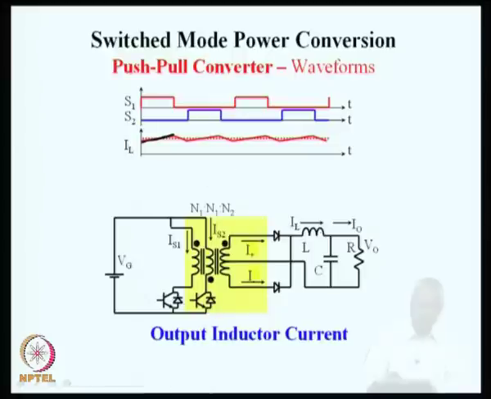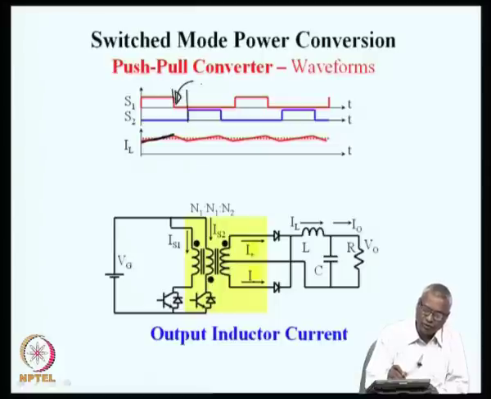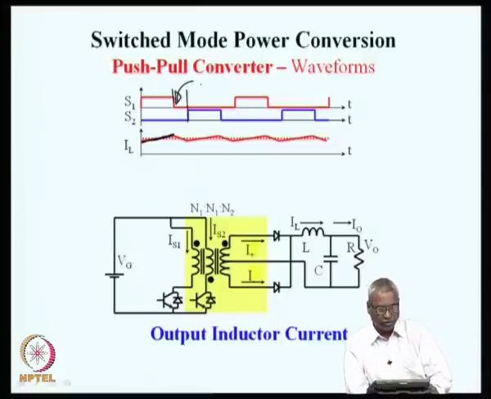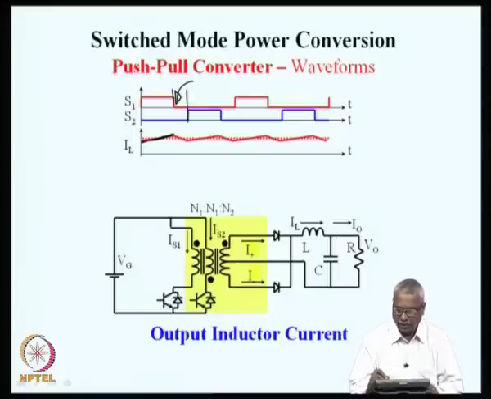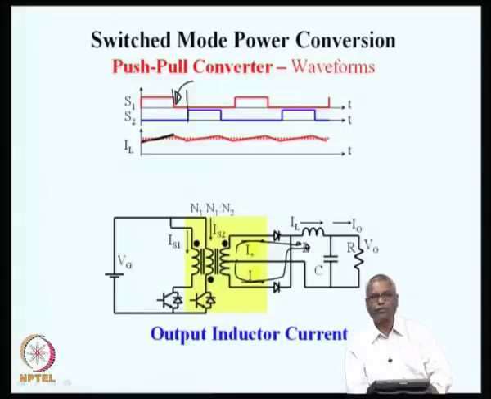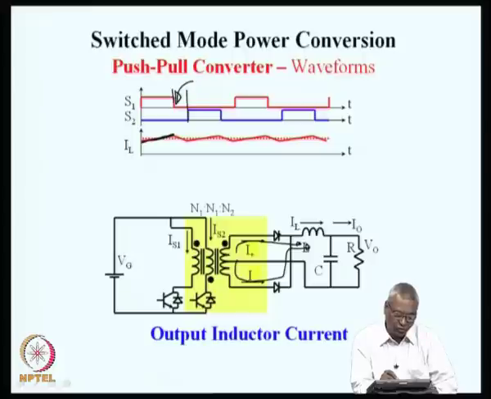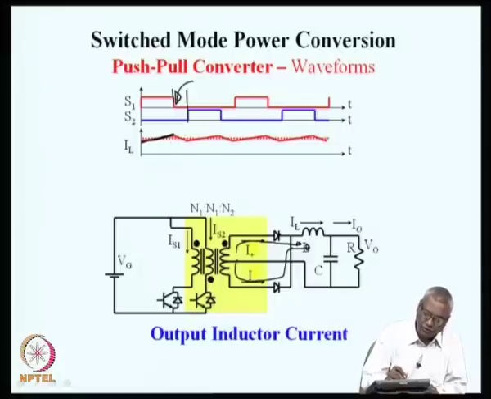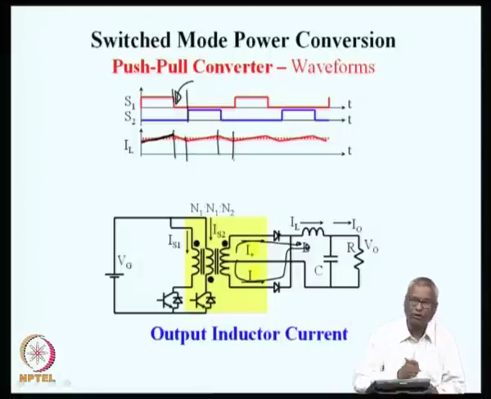Then S1 and S2 both of them are off. So, this is the interval when both are off. S1 is also off, S2 is also off. So, during that time the output inductor current is just freewheeling through these two diodes and through the secondary winding. It freewheels like this and like this. Both diodes are on and they are adding up to the inductor current IL. So, on the primary side none of the windings are conducting, and both the secondary windings are carrying half of the load current. This would be the current during the period when both the switches are not conducting.